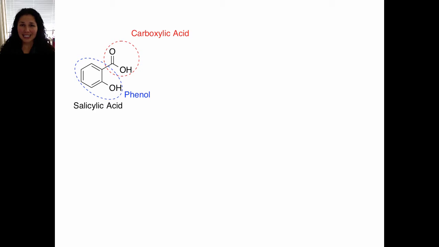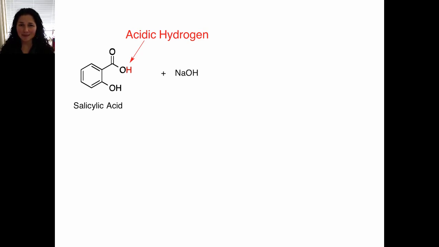The carboxylic acid is a functional group that you should know by now is a weak acid. The phenol is not an acid. The carboxylic acid has an acidic proton, and in this lab, that acidic proton is going to react with base. One of the first things you're going to do in lab is try to dissolve salicylic acid in water, and test its solubility at different temperatures. But then you're going to carry out a reaction where salicylic acid reacts with sodium hydroxide.